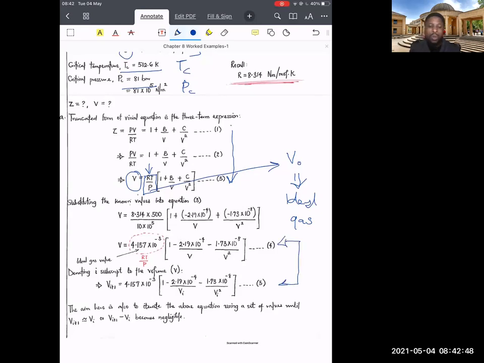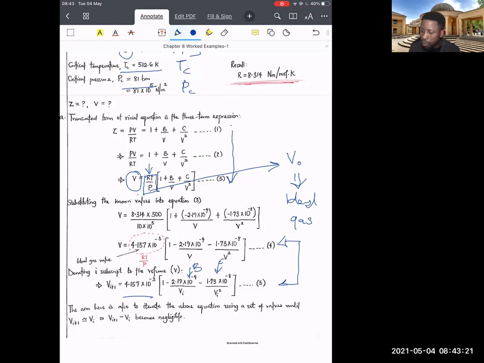So the first thing you always want to do for yourself is get the expression you'll be using for your iteration, and then you just plug in your values and make the variation. So that's what we've got. So the very first one, we plug in our RT over P value, which is there, and then we have 1, B, and then we have C. So we have our B, we have our C, and then we're looking for V.